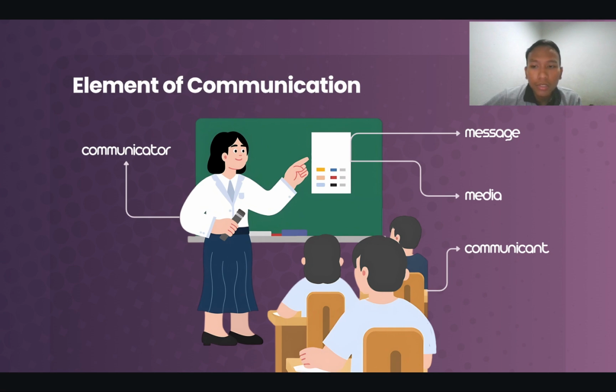Okay, the next one is elements of communication. We use an example of a learning process. There is a communicator. The communicator is the person who gives the information. The person who gives the information has a message. The message is sent through a media. That media is given to the communicant, the people to whom we give the information. That is the elements of communication.